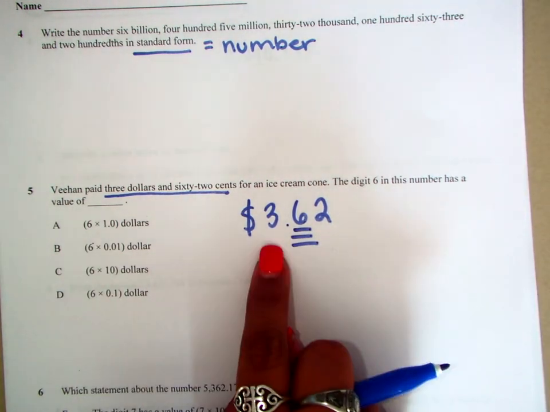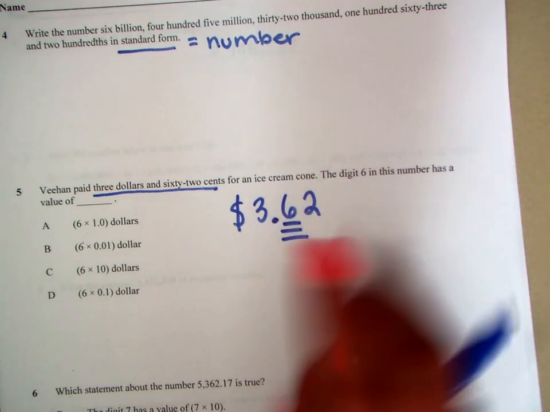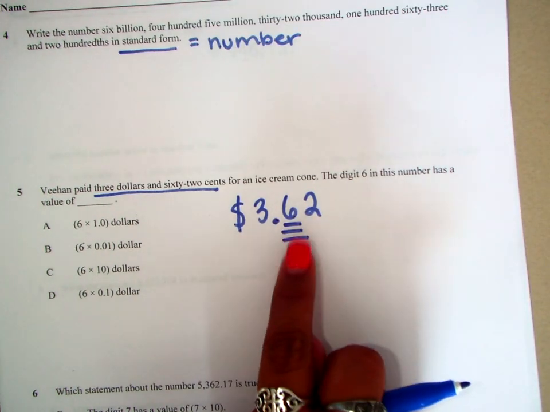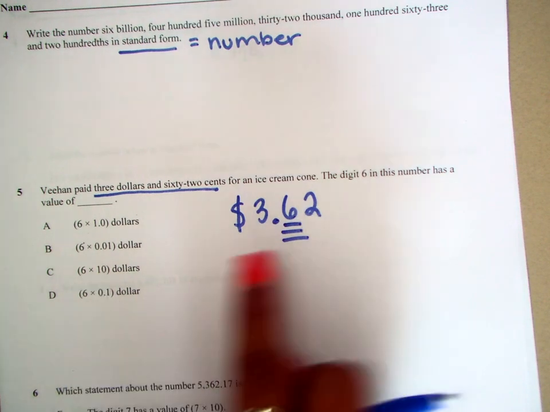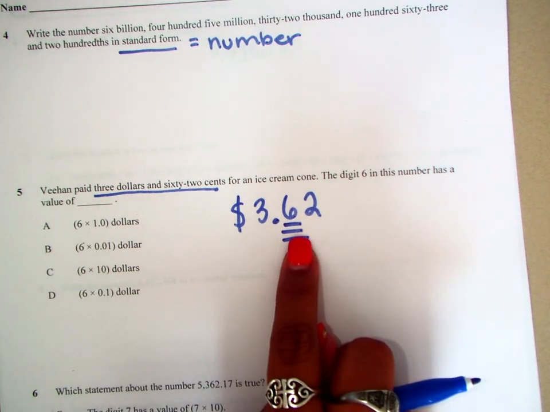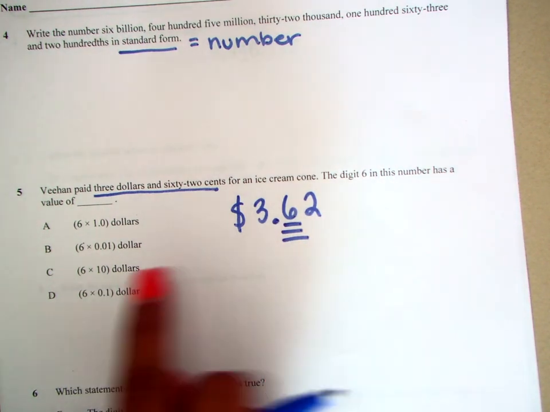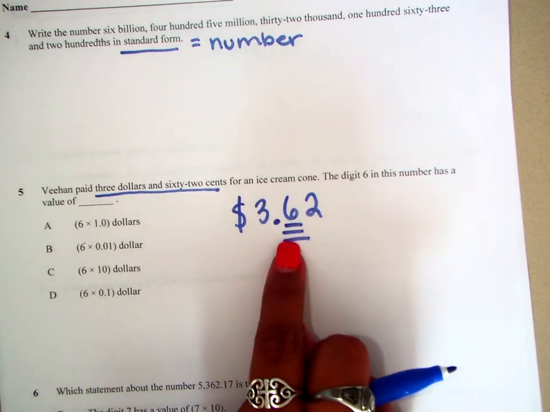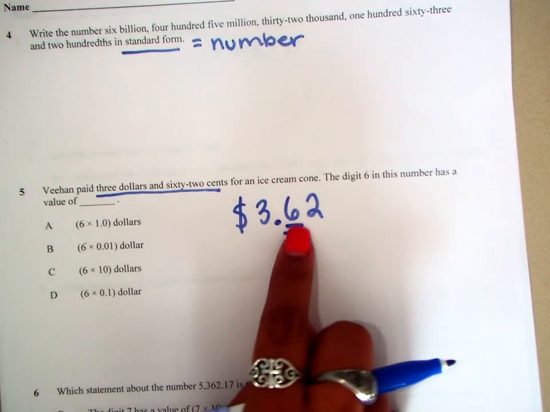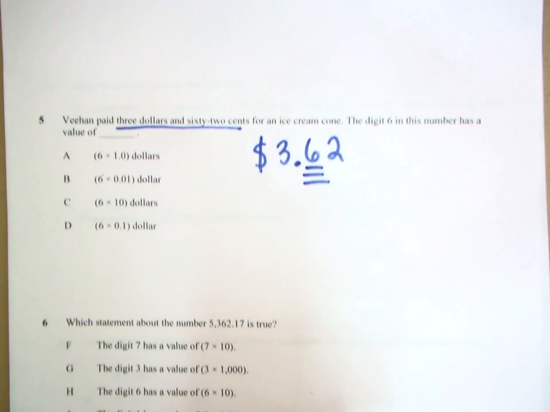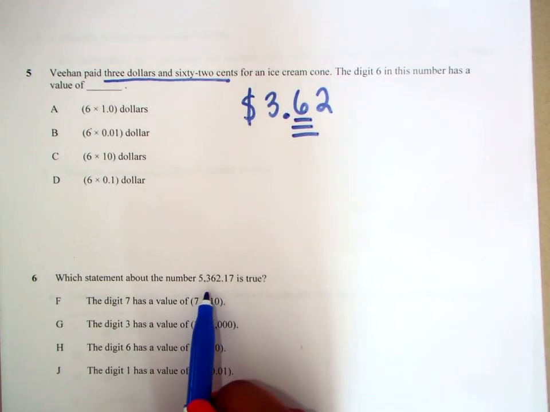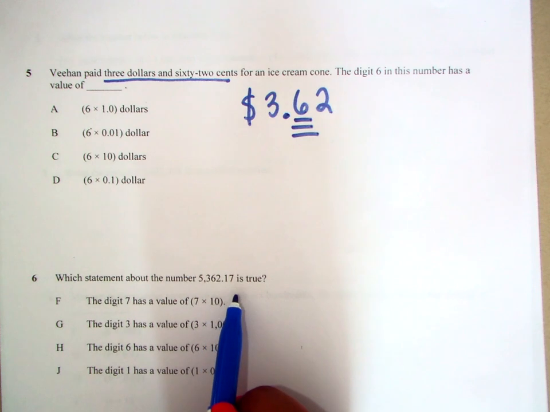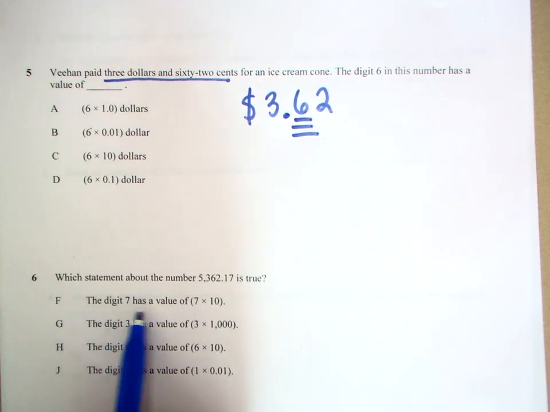And I want you to know, this right here is my decimal point, separating my whole number from my decimals. Decimals are worth less than my wholes. So is this $6? No, so that can't be it. So look here, is this 1 cent? Is this 6 cents? Is this $6? You're going to go on and figure that out on your own. Number 6, which statement about the number 5,362 and 1700 is true? So you're just going to look at which one matches the best, or which one is true.